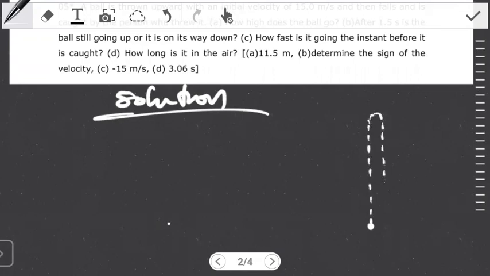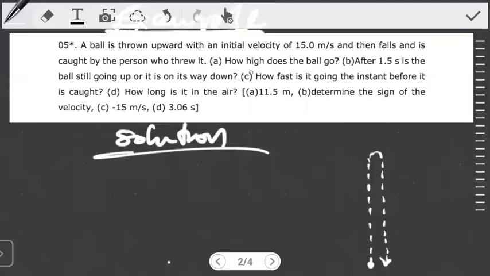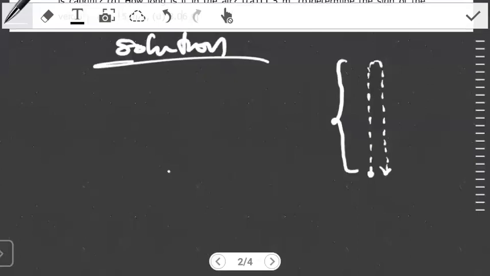Since it's the same person who catches it, we expect it to be caught at the same level where it was thrown. That is the condition where doubling the time will help us. So how do we work it out? Well, the first part is the same. How high does the ball go? We want to find the height from where the projectile was thrown to the maximum height, or the turning point, in other words.